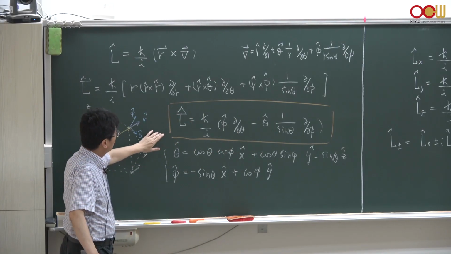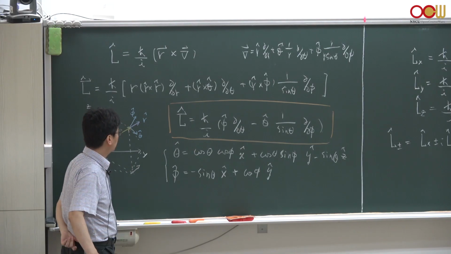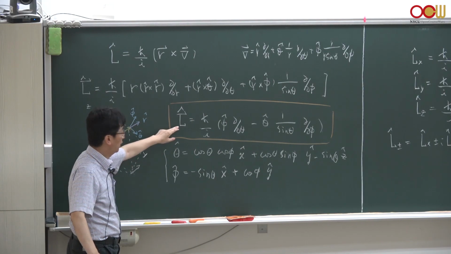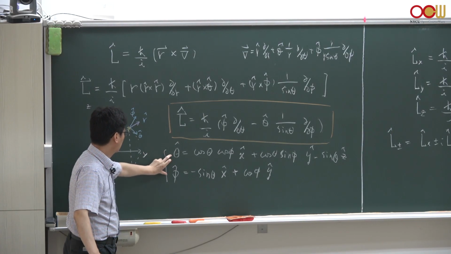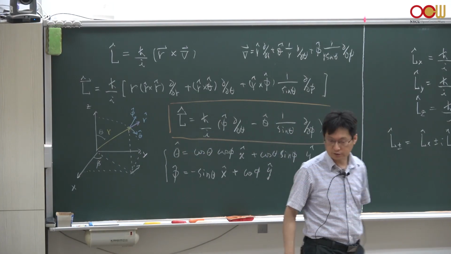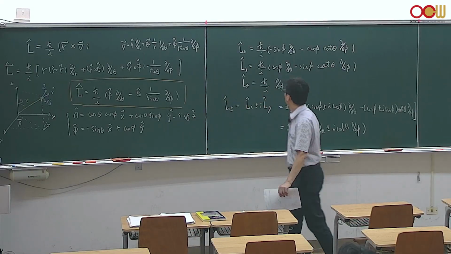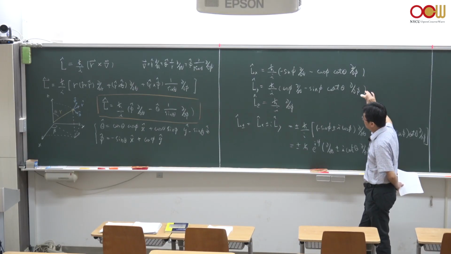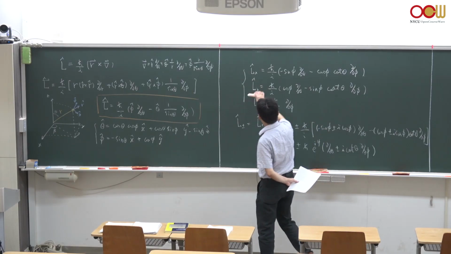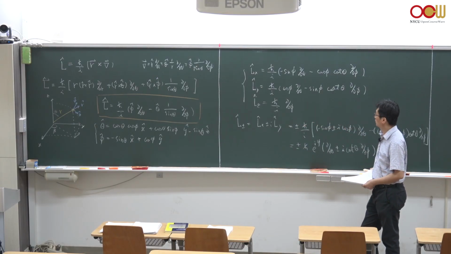But we could still connect this representation of the angular momentum operator with the Cartesian representation of the operator, namely Lx, Ly, and Lz, with the help of this transformation between the spherical variables and Cartesian variables. If you plug in this coordinate transformation, you will find Lx, Ly, and Lz expressed in terms of theta and phi. This is a very convenient expression that we will use later, right?